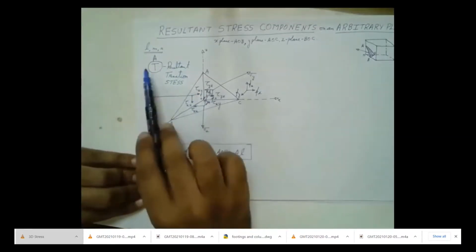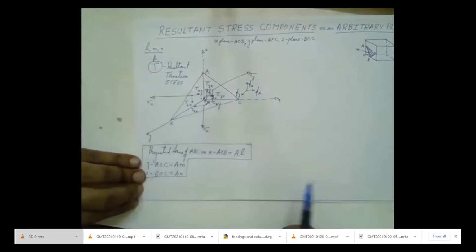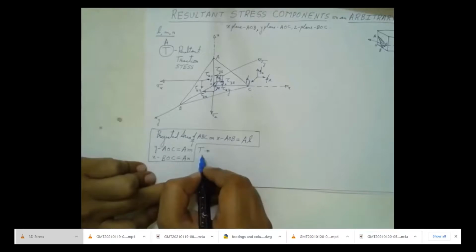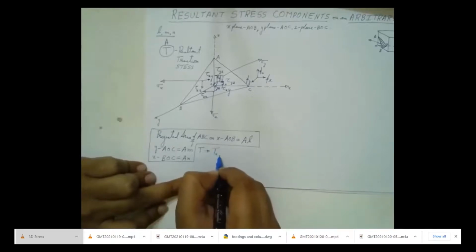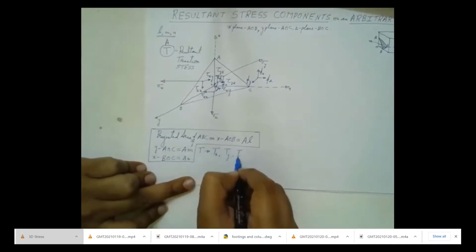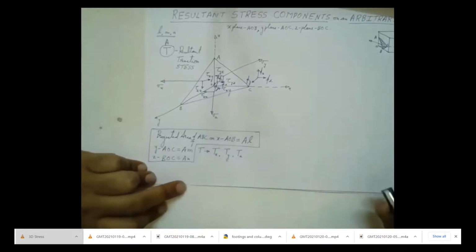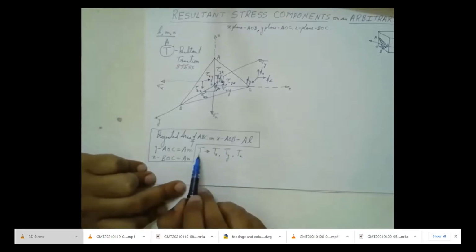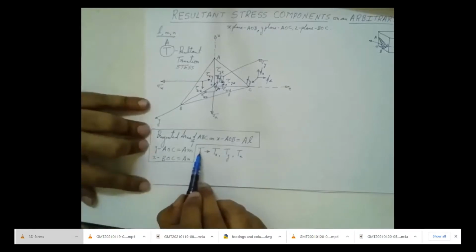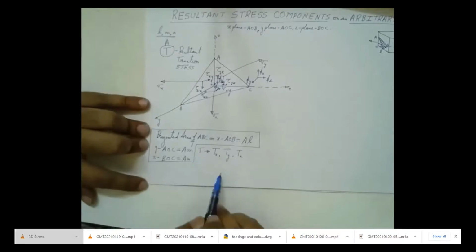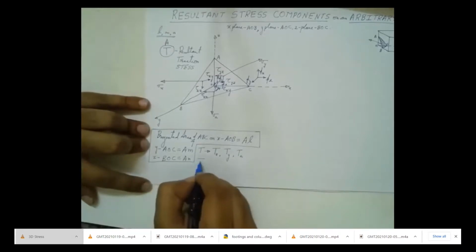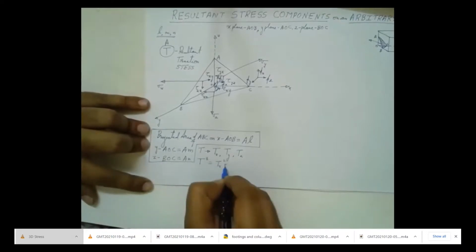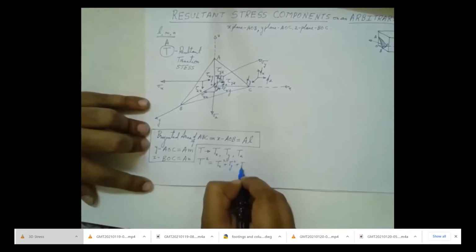Now, this resultant stress can be resolved into 3 components. So, T is the resultant stress, it can be resolved into 3 components along XYZ, namely Tx, Ty and Tz. So, Tx, Ty, Tz are the resultant stress components of a resultant stress T. Okay. Now, since T is a vector and Tx, Ty, Tz are the components of the vector, from the vector algebra we can write T square is equal to Tx square plus Ty square plus Tz square.